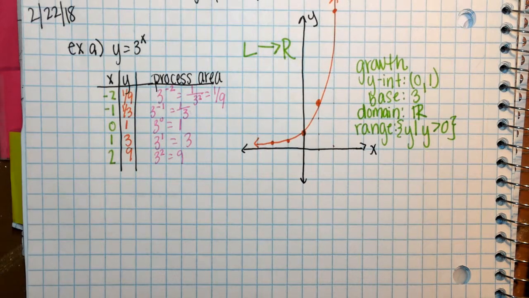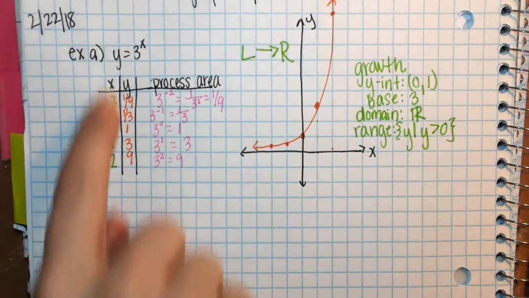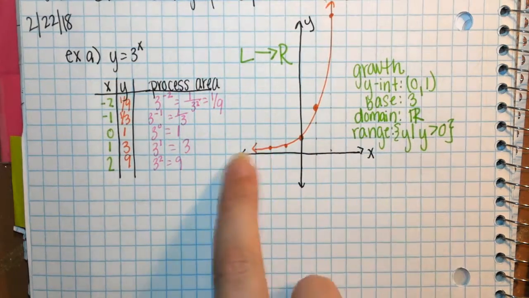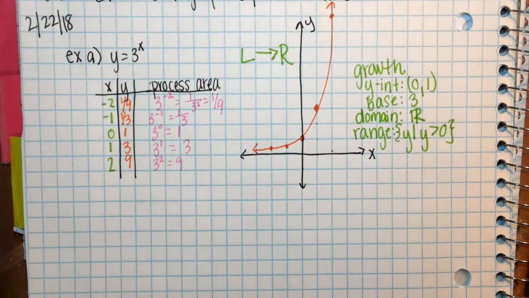Now, if you need to pause it here, pause it here. Make sure you understand what just happened. All we did was we listed our domain. We can plug in any x value, and in your range, which is all of the y values.